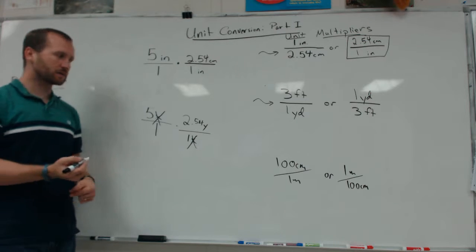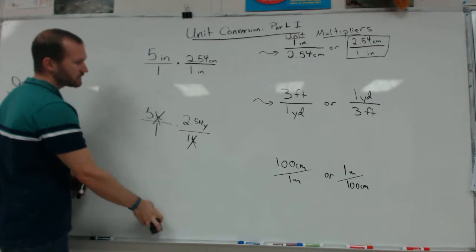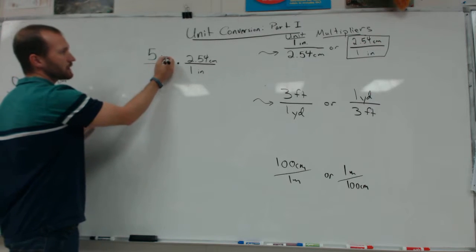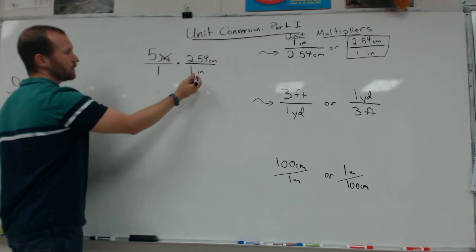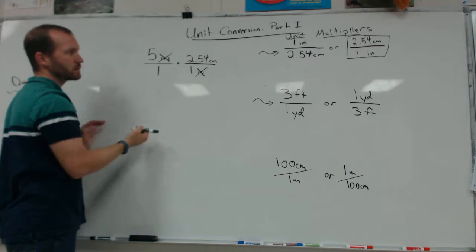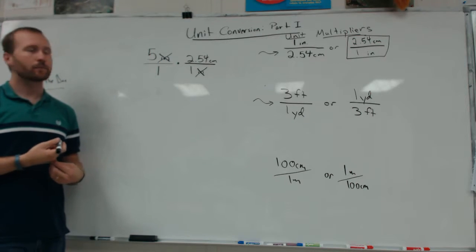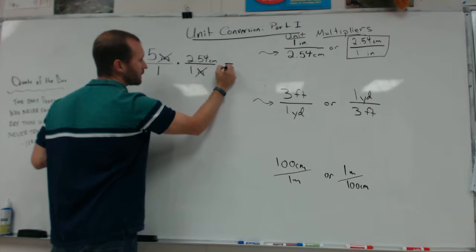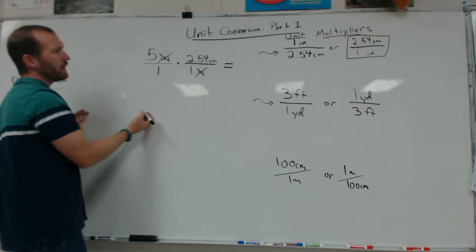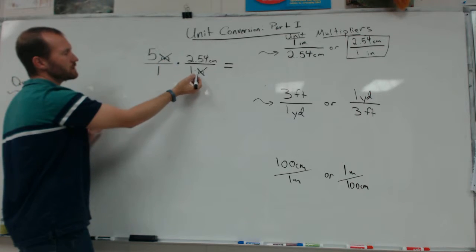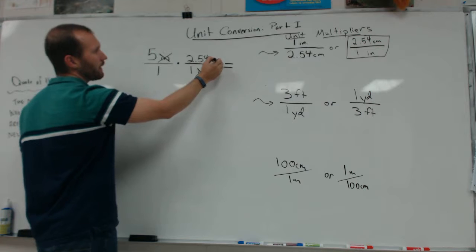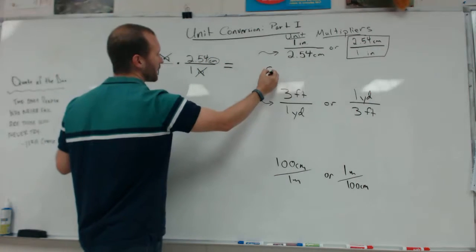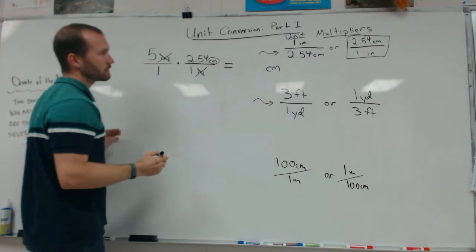Right? We would cross those out. Inches is going to work the same way. So when I have inches up top, that's going to cancel with inches down bottom. Then I find the unit that's left. So inches canceled with inches. All I have left is centimeters up top. So in my answer, I'm going to have centimeters.